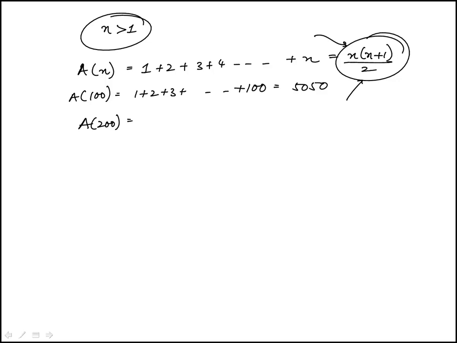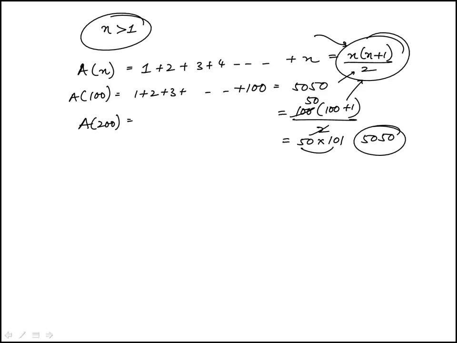For example, for a of 100, based on this, you replace n with 100, and you will get the answer of 5050, because it's 50 times 101. 101 times 5 is 505, so it is indeed that. So you don't even have to use this example. You can just compute this directly. You replace n with 200. So that's one way to do the problem.